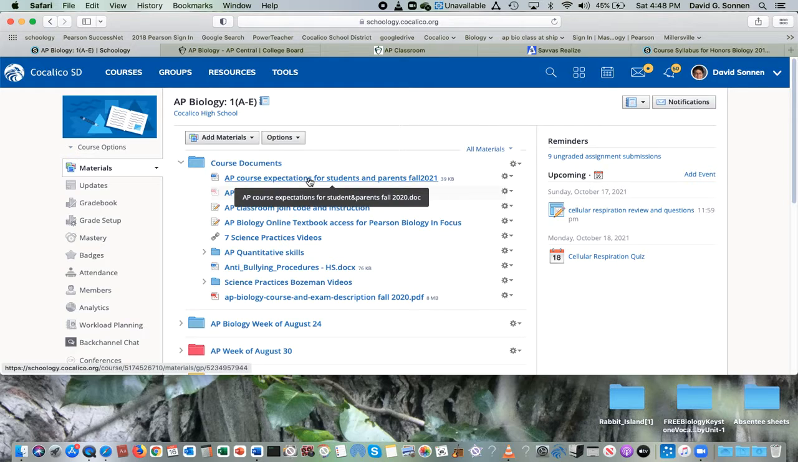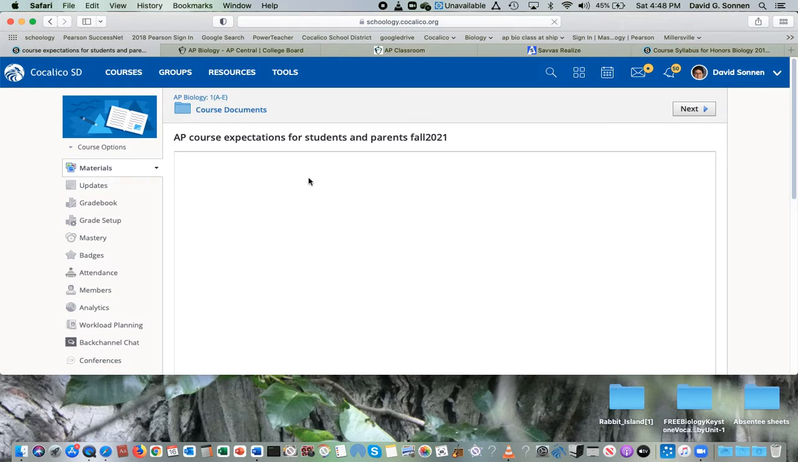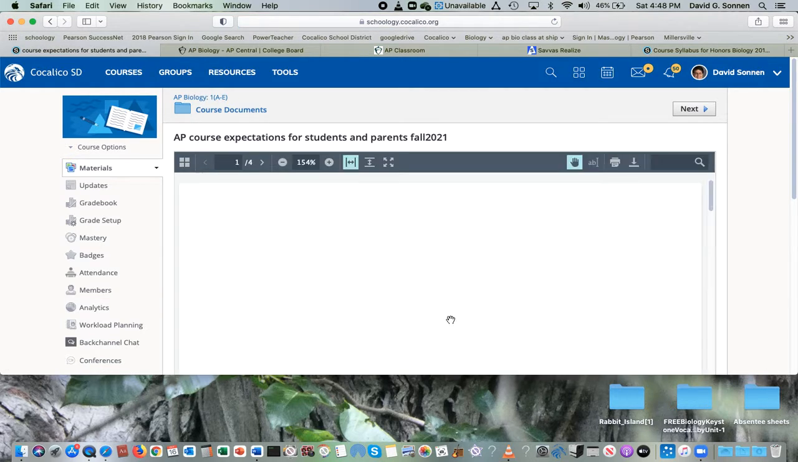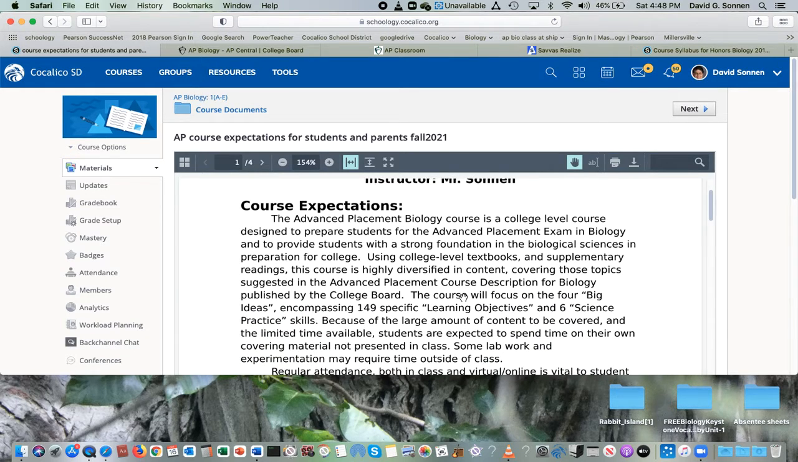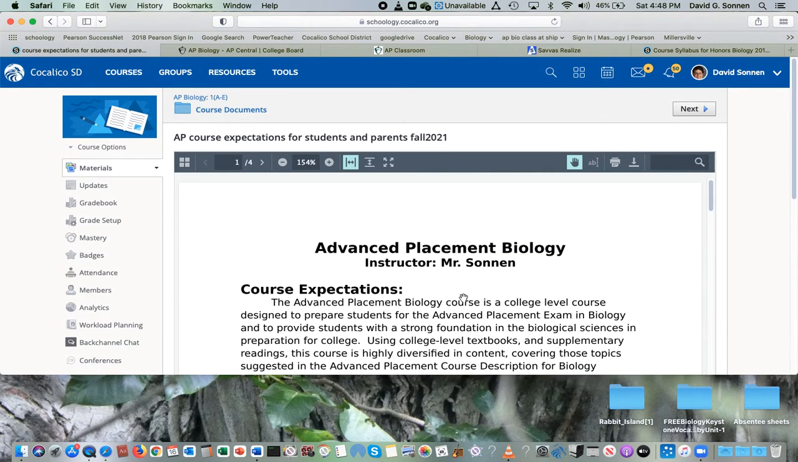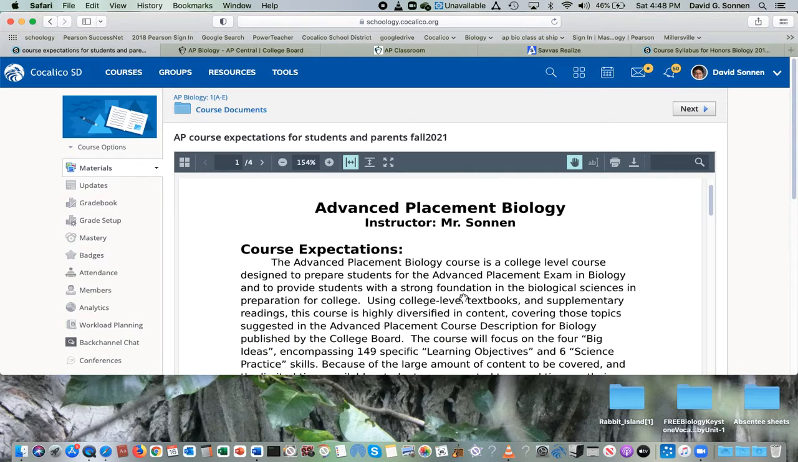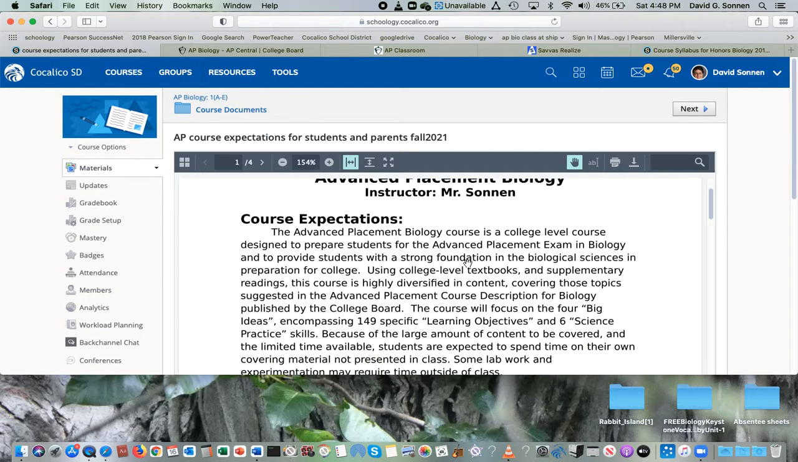If we look at the course expectation document, this was handed out on the first day of school, or was made available on the first day of school. Basically, the course content is dictated by the College Board. It basically is going to include what are referred to as big ideas, kind of like four interconnected concepts in biology that then link a lot of the various topics together.